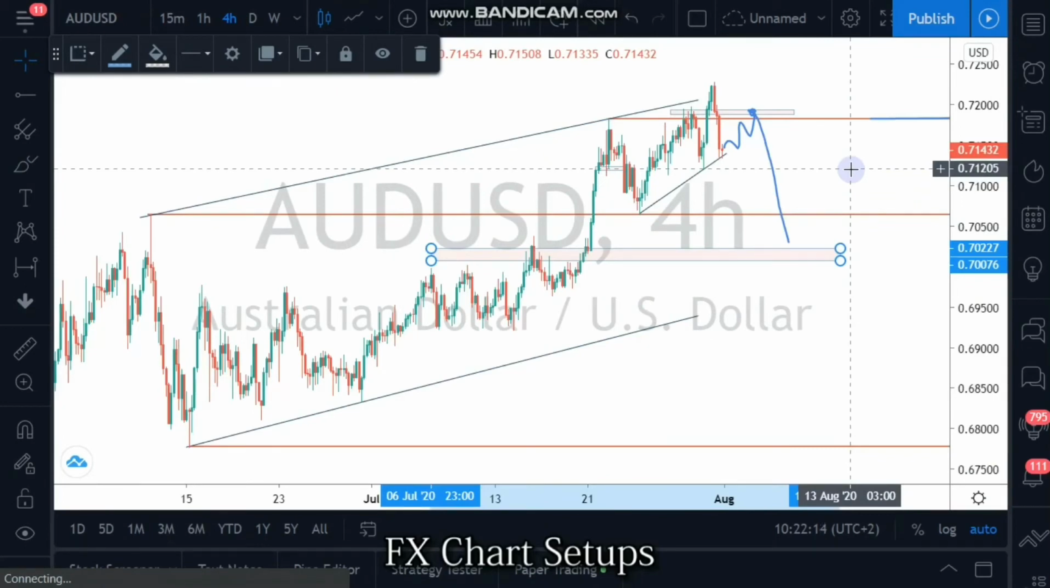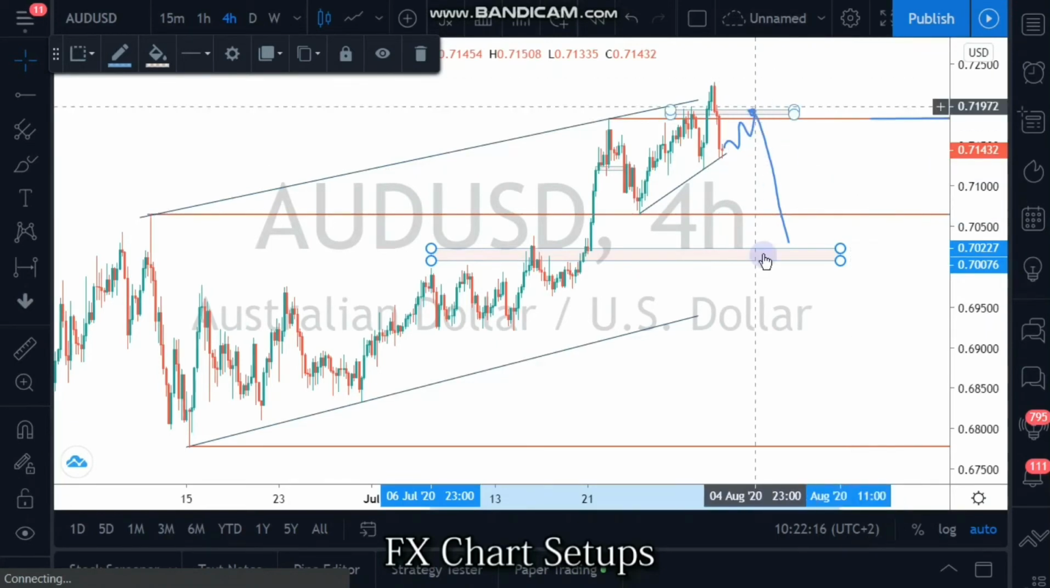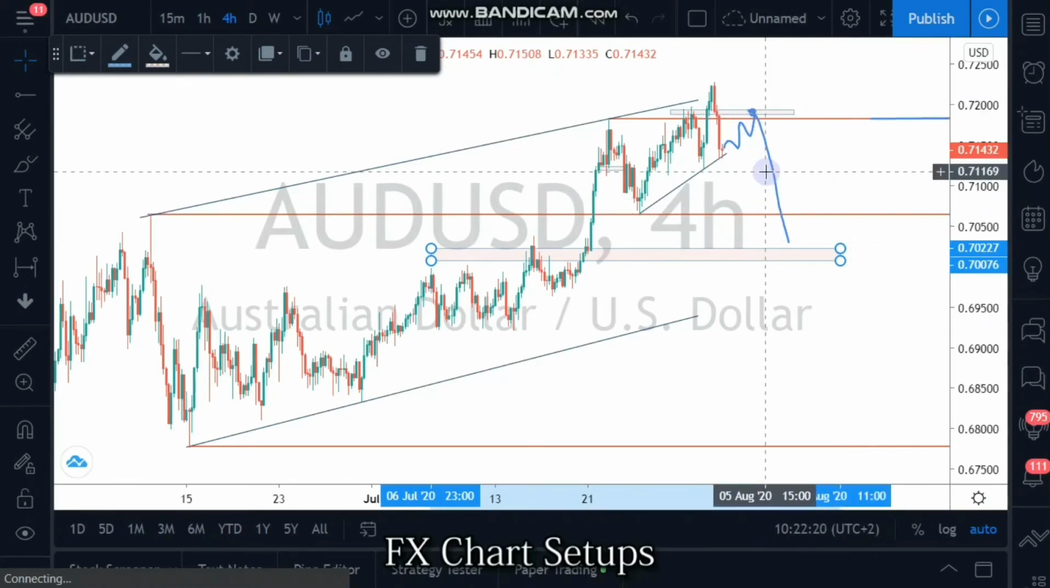Okay, so the next pair that we're going to have a look at is AUDUSD. As you can see, there is already analysis on this pair. The reason why the analysis is here is because I actually recorded this already, but I found out, I guess due to some technical issues, the recording didn't actually work. So I'm just going to basically explain what I already explained before.